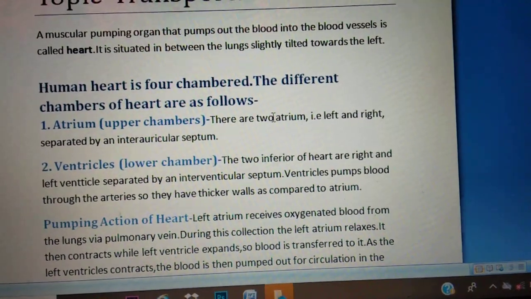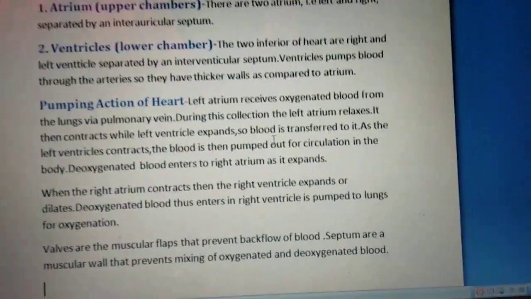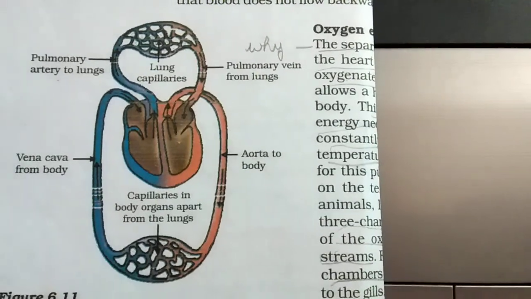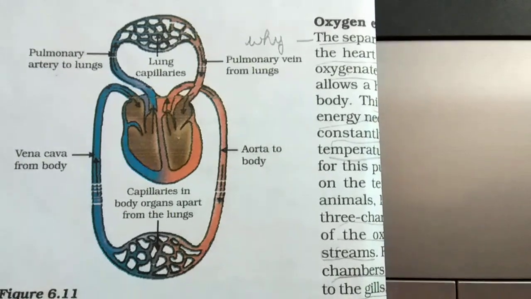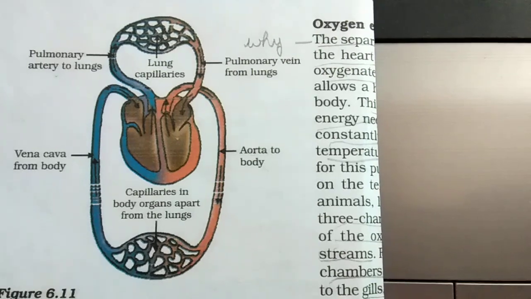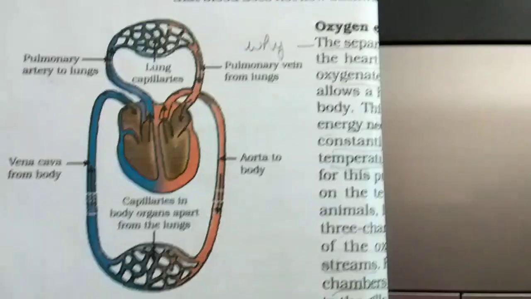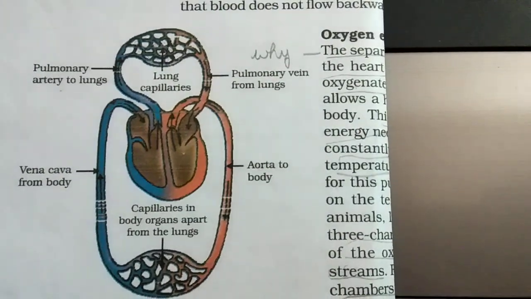Now we come to the pumping action of the heart. Okay, how the heart pumps the blood. So first the left auricle or atrium receives the oxygenated blood. Oxygenated blood means pure blood. From where? From the lungs. And who brings the blood from the lungs? This is the pulmonary vein. Now all the veins carry the deoxygenated blood, but only the pulmonary vein carries the oxygenated blood.